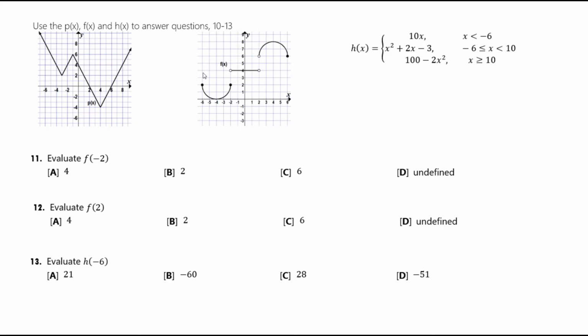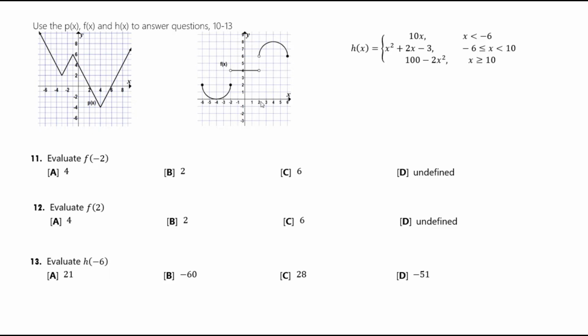All right, we're going to be using the same graphs for 11 through 13. So really simple, all you have to do is get f of -2. So that means you're going to use the middle graph to get the answer. They want the y value when x is -2. So we're going to go to x equals -2, which is right here, and the y value is 2. So therefore f of -2 is 2. So the answer to number 11 is B.